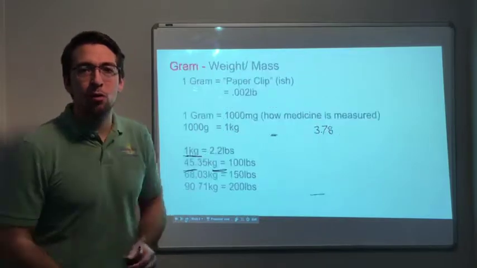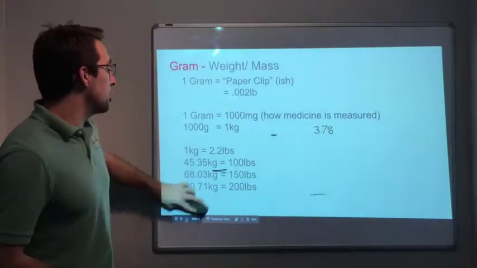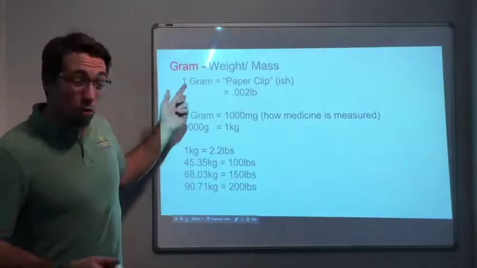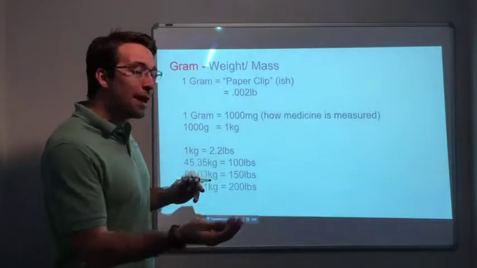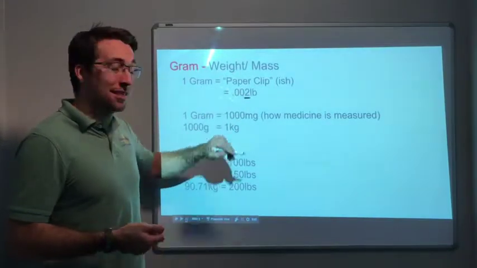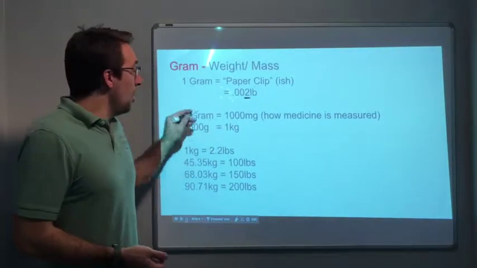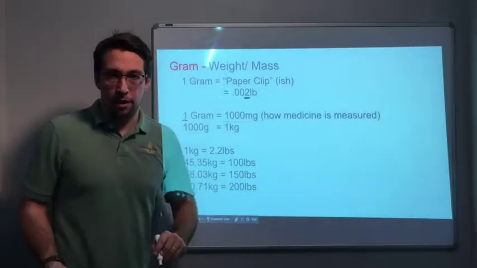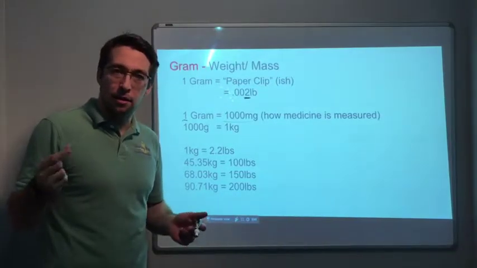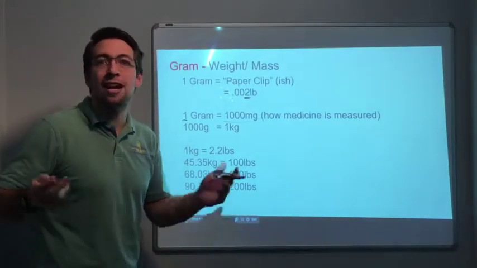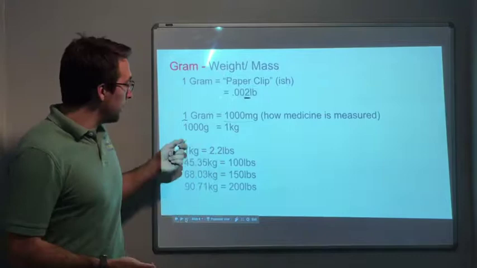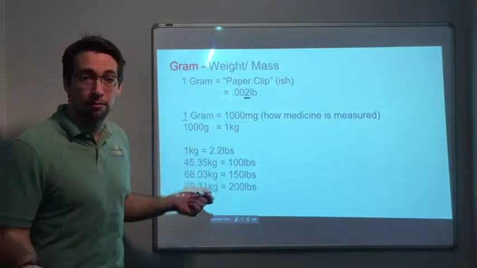And then lastly, we'll look at weight. So gram is the unit of measurement for weight or mass in the metric system. 1 gram is about the size of the weight, the mass of a paperclip, ish. It's 2/1000ths of a pound. 1 gram is 1,000 milligrams. Think about milligrams, that's how doctors measure medicine. Oh, it's 600 milligrams of Tylenol, or 400 milligrams, or 200 milligrams of Tylenol. And then if you have 1,000 grams, you have a kilogram.